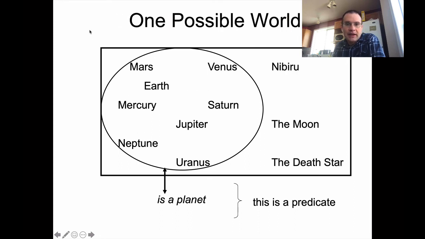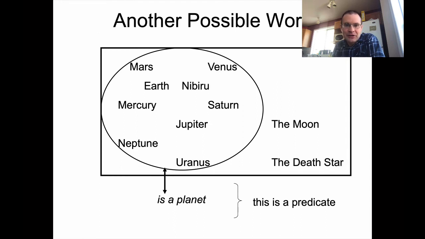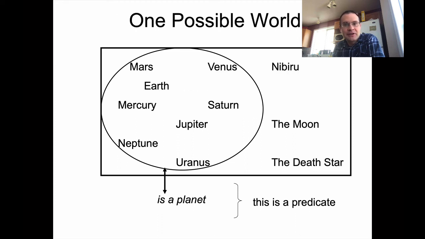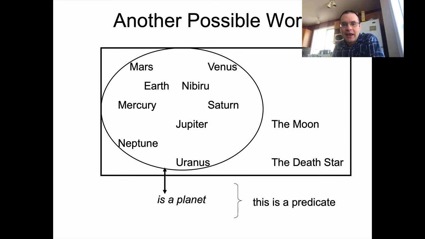nouns. And again, this is just one possible world. You can kind of switch it over here to say there's another possible world in which this other entity, Nibiru, happens to be a planet too. So these are two different possible worlds. And so hopefully this isn't too arcane of a joke.